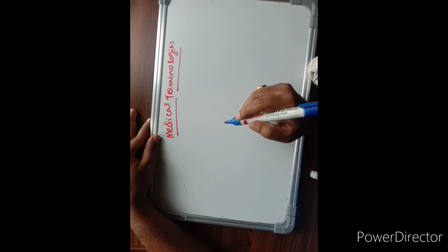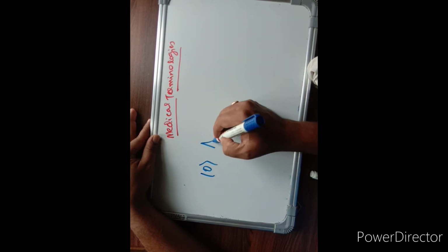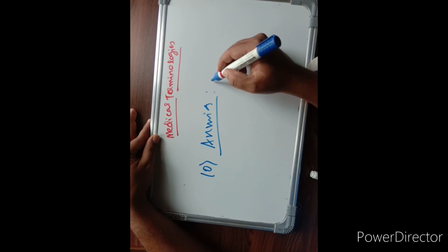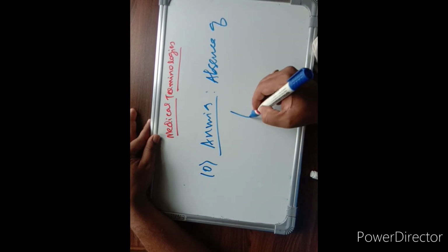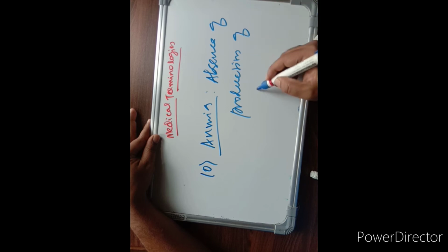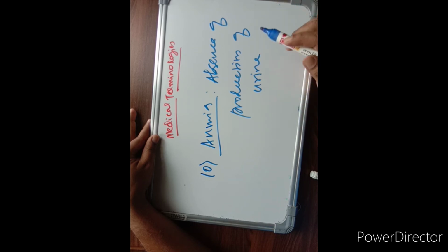Okay, next one is anuria. Anuria means there is an absence of production of urine. This is the terminology for anuria. So there is a complete absence, a stoppage of production of urine.